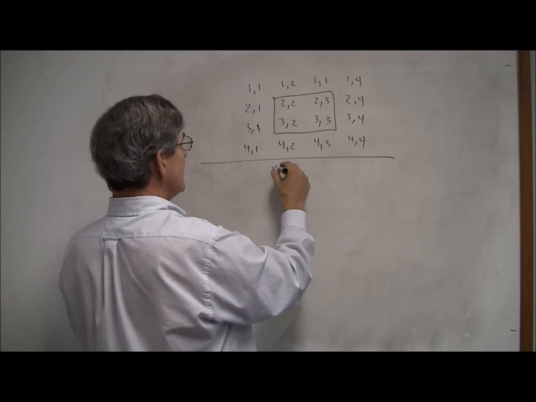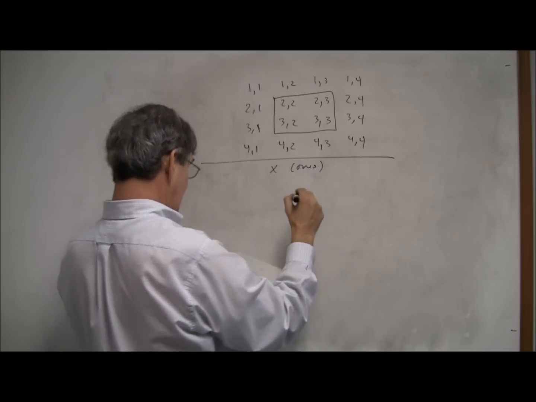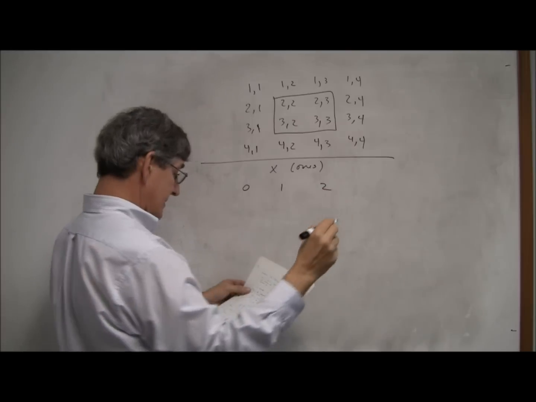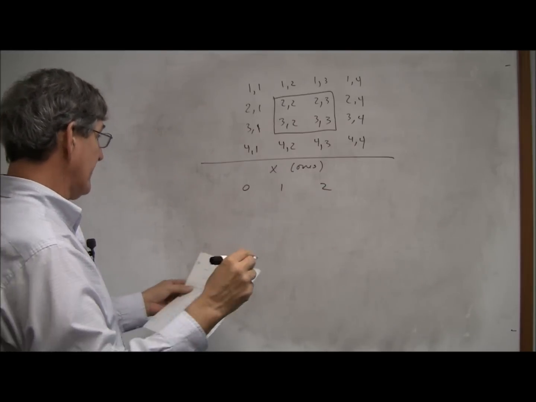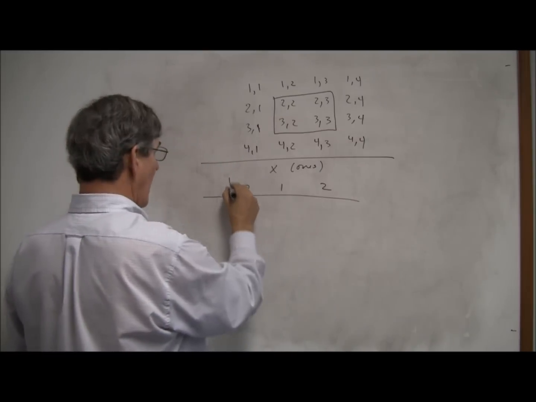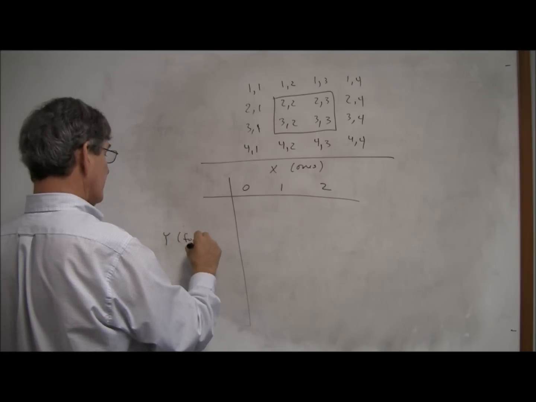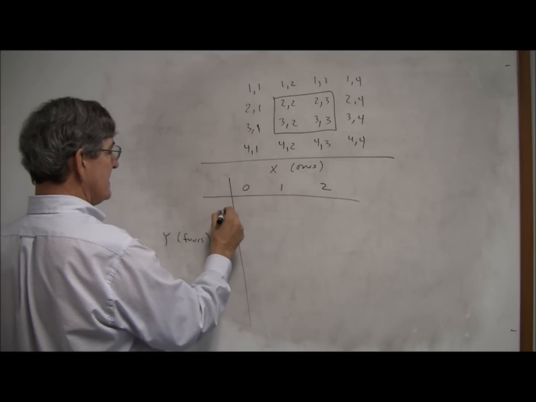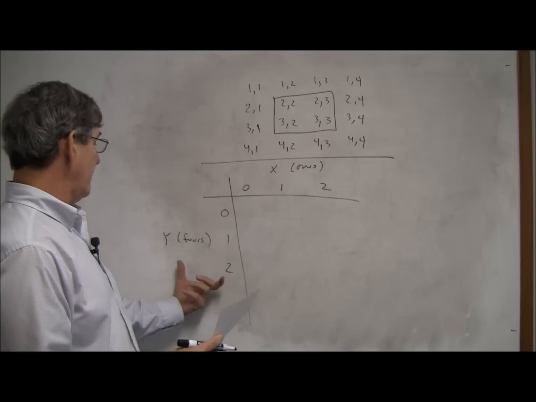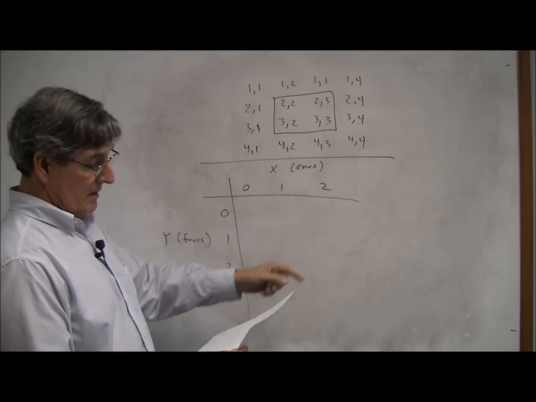So here's x, which is the number of ones. And we could get 0, 1, or 2 ones in our throws, right? And here's y. And y is 4s. And again, we could get 0 4s, 1, or 2. So this is the number of 4s in both throws, and this is the number of 1s in both throws.